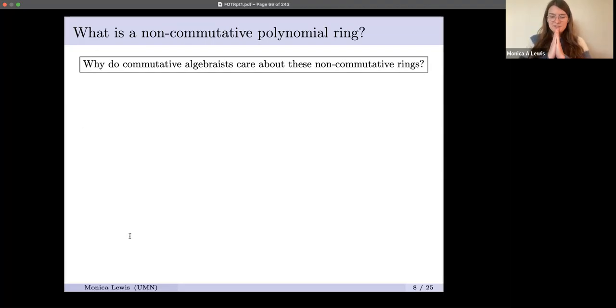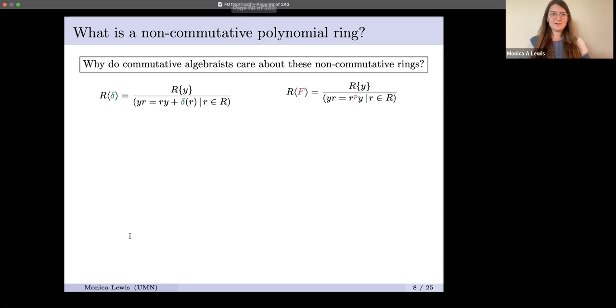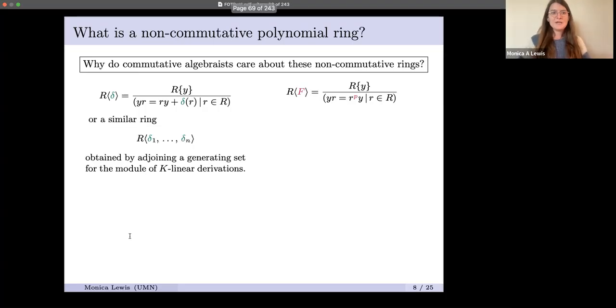So the question that is probably on your mind right now is, isn't this supposed to be a commutative algebra seminar? Why do we spend so much time talking about non-commutative rings? And the answer is because commutative algebraists actually care quite a bit about these two rings. So our ring of Frobenius operators and our ring of differential operators, where remember, I'm only allowed to use that phrase ring of differential operators for this if we're in characteristic 0, or some version of it where we adjoin a set of K derivations, perhaps some linearly independent basis for the module of K-linear derivations.